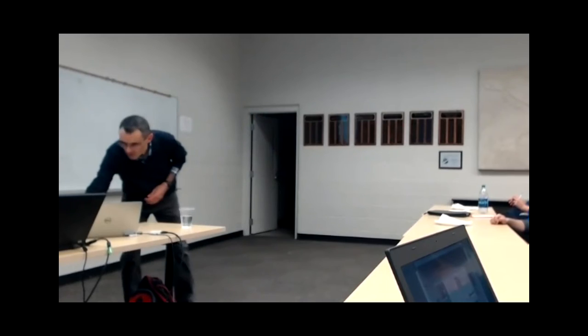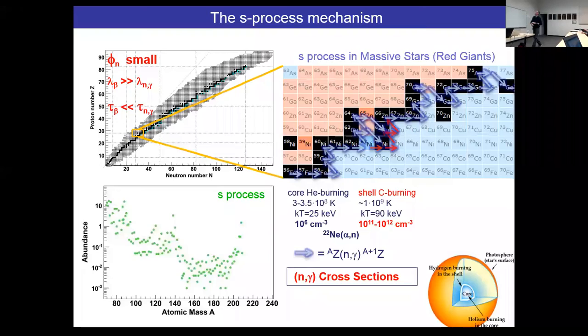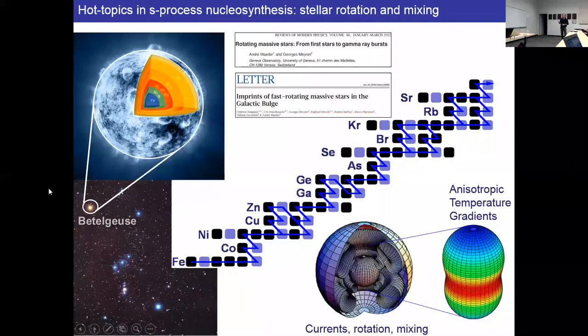Some of the hot topics being discussed in the field right now are, for example, the very strong interplay between fast stellar rotation and low metallicity, which seems to boost the production of the heavy elements by several orders of magnitude. Also, anisotropic temperature gradients inside the hot core of massive stars, which induce very exotic circulation currents inside the star in different directions, also rotation of the inner core, and a wealth of mixing phenomena which affect the surface composition of the star and the abundances which are observed from spectroscopic observations.